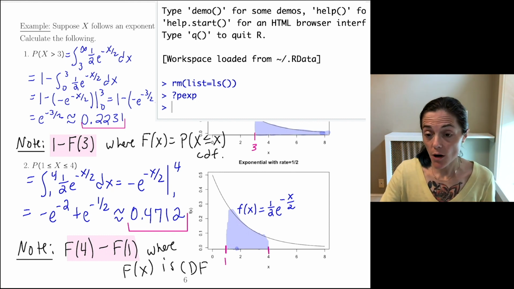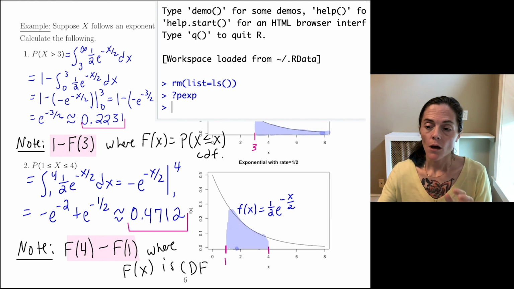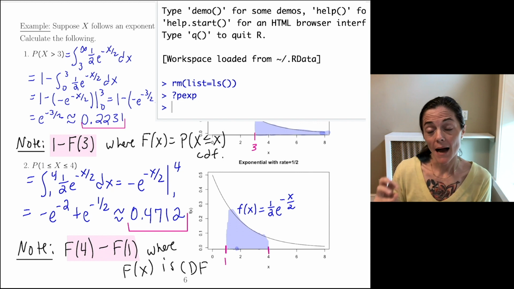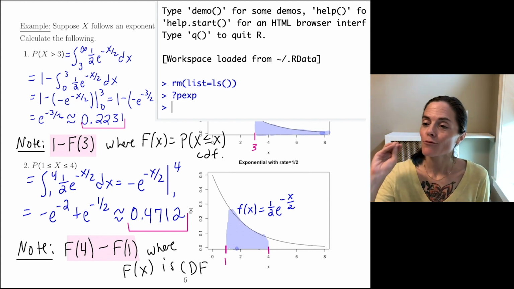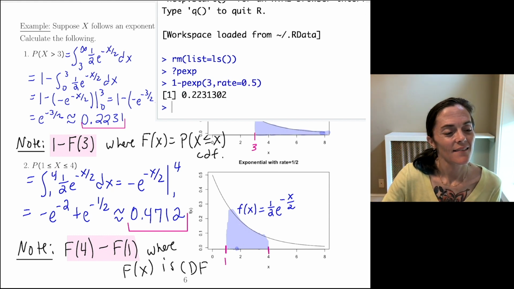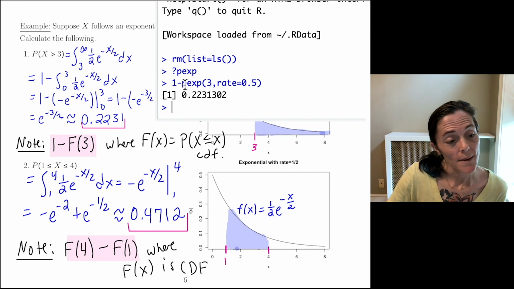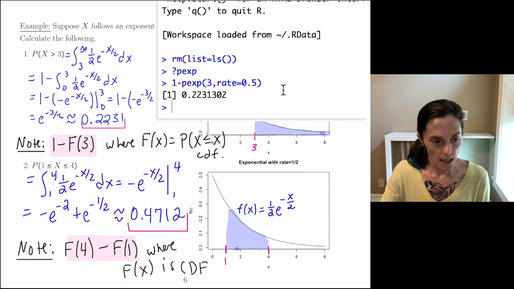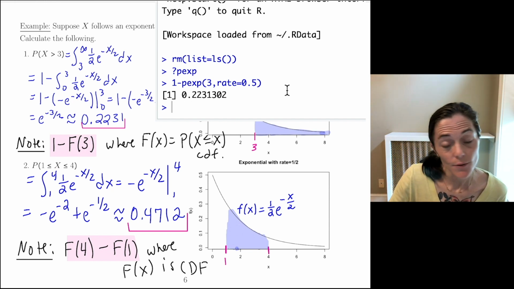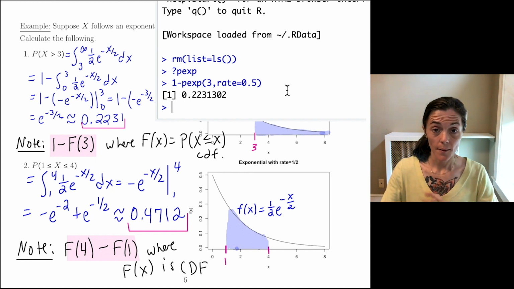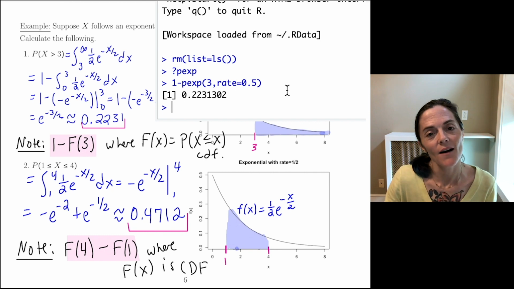Now, let's get started. In the first question, we calculated using an integral, but I also mentioned we could take 1 minus capital F of 3, and we're working with the rate parameter 1/2. So here is how I would enter this: 1 minus pexp. There's the 3, and the rate is 1/2. And you see, we get 0.2231. And, well, that's the same thing I got integrating by hand using the fundamental theorem of calculus.